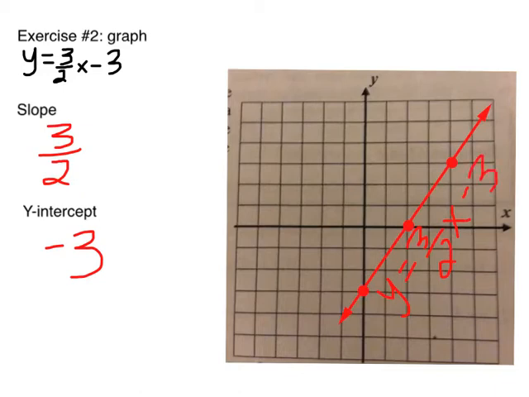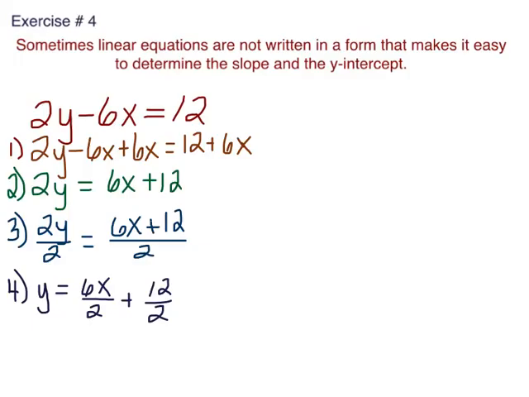I hope that is a good solid review for graphing. Now what I would like you to do is turn the page over and let's continue. Sometimes linear equations are not written in a form that makes it easy to determine the slope and y-intercept. So when we look at the problem on the back that starts off with 2y minus 6x equals 12, we're like, oh man, I can't just look at that equation and find my slope and y-intercept. So we have to do some stuff.